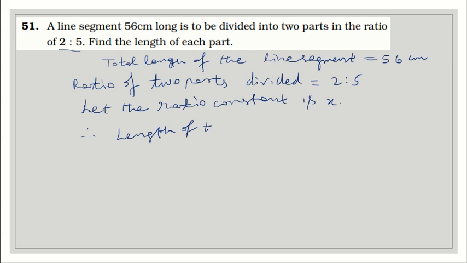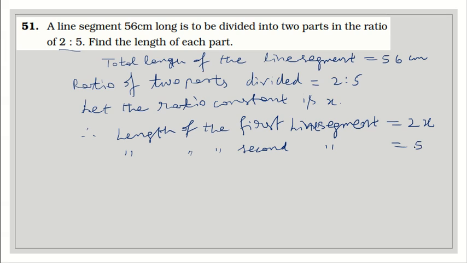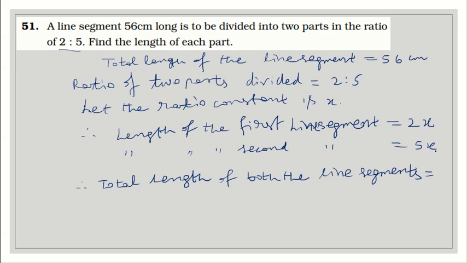Therefore, length of the first line segment is 2 times x, and length of the second line segment is 5x, and total length of both the line segments put together, this 2x and 5x together, is 7x.